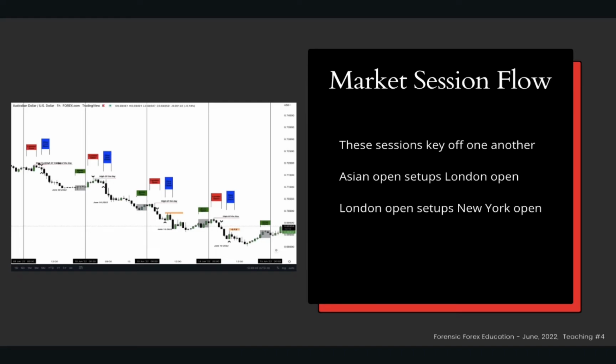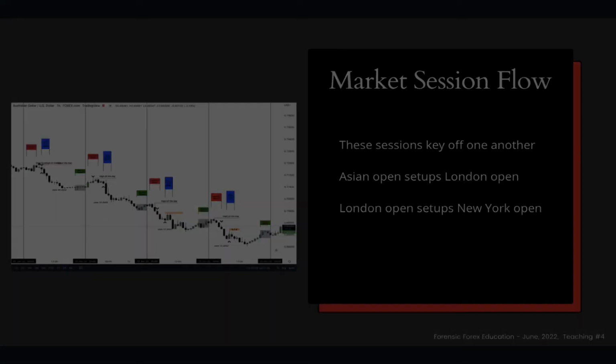Period. Market session flow. These markets key off of one another. Asian Open sets up London Open. London Open sets up New York Open. However, many traders do not understand that these markets move in certain codes and patterns. Here on the left, I'm going to show you how the London, New York, and Asian sessions move conglomerately to give you a full trading range.